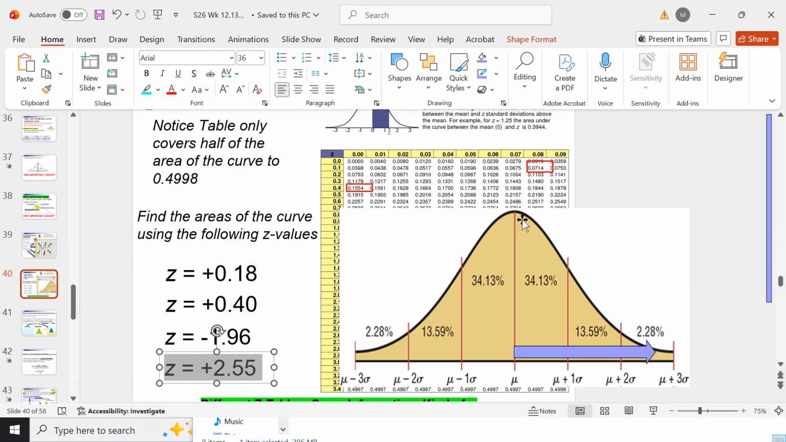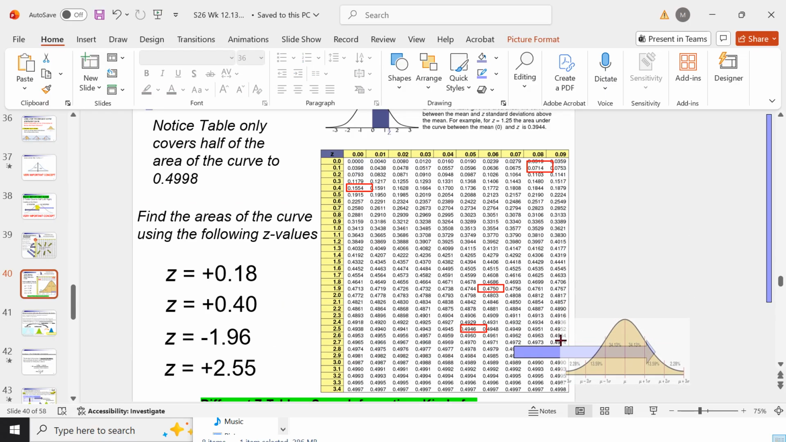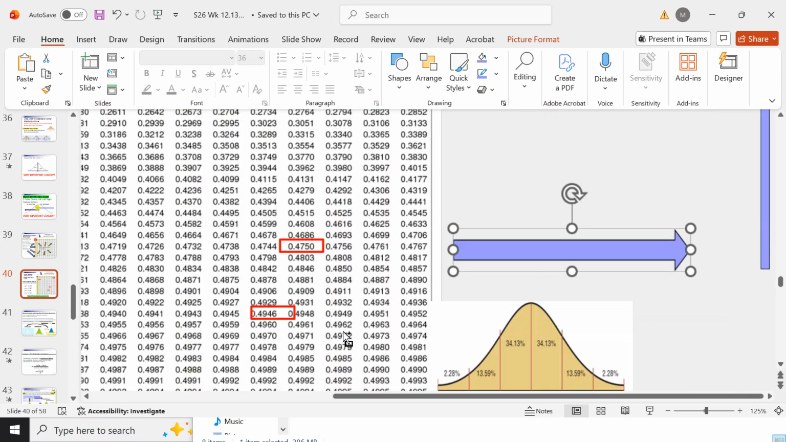So we're looking for this area under the curve at 2.55. 1 standard deviation, 2 standard deviations, and then 2.55 is in here somewhere. So we're looking at 34 plus 14, so somewhere around 48 or 49%-ish. All right, so let's have a look here. Where are we here? Move that out of the way. 2.55, zoom in.